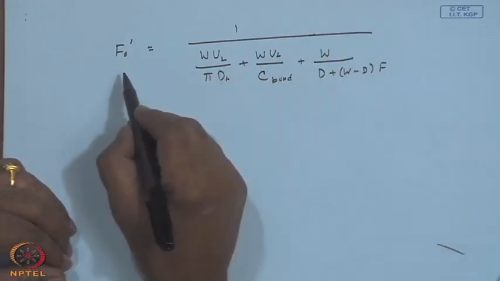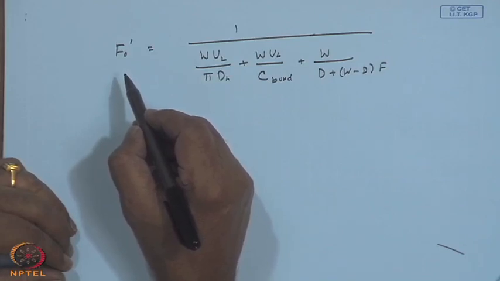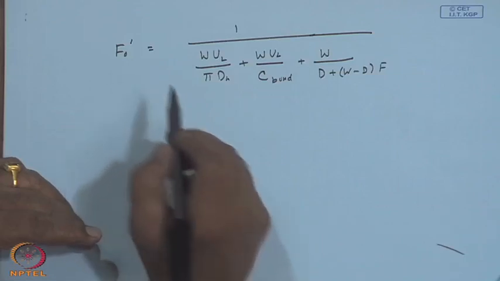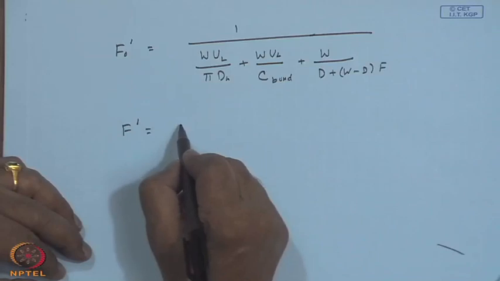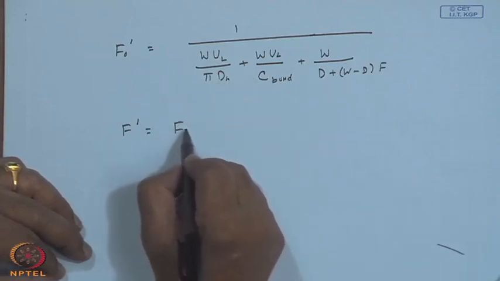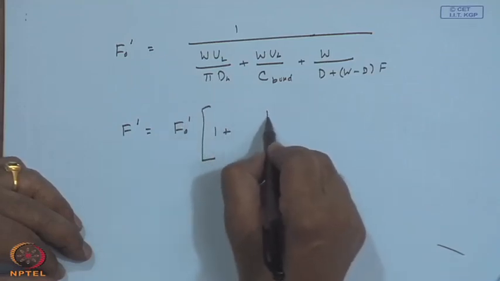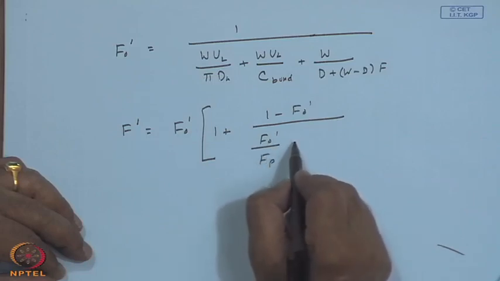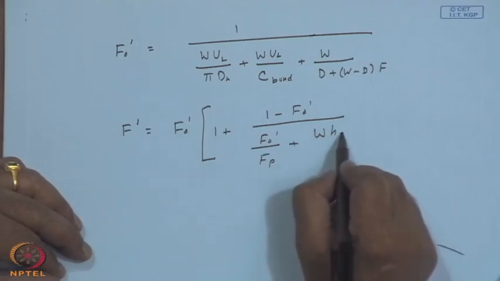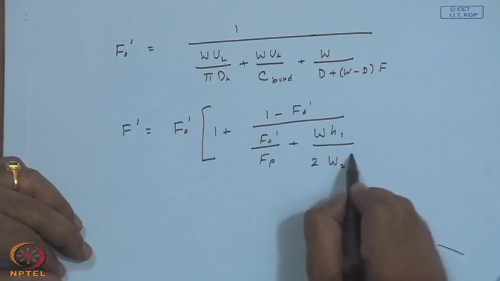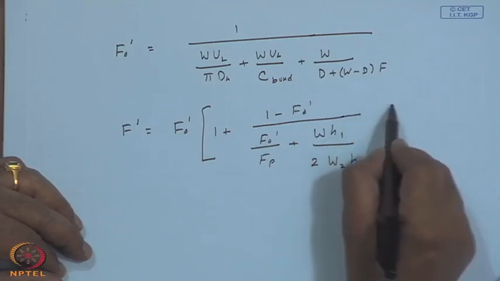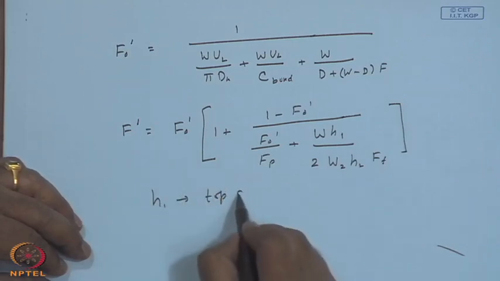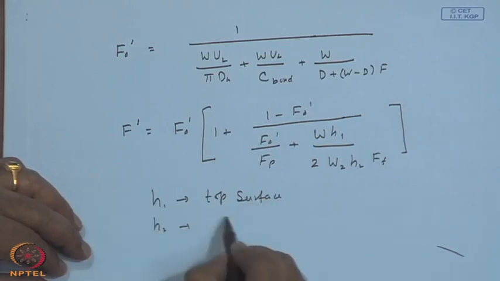Now, this you will notice is exactly similar to the fin and tube absorber of arrangement number 1, where the tubes were at the bottom. These tubes, or protrusions you call them, are at the bottom, though the fluid is not flowing through them. Then the collector efficiency factor F dashed is in terms of the fictitious F naught dashed times 1 plus (1 minus F naught dashed) by F naught dashed by F P plus W H1 by 2 W 2 H2 F, wherein again the heat transfer coefficients H1 and H2, H1 for the top surface, and H2 for the bottom.